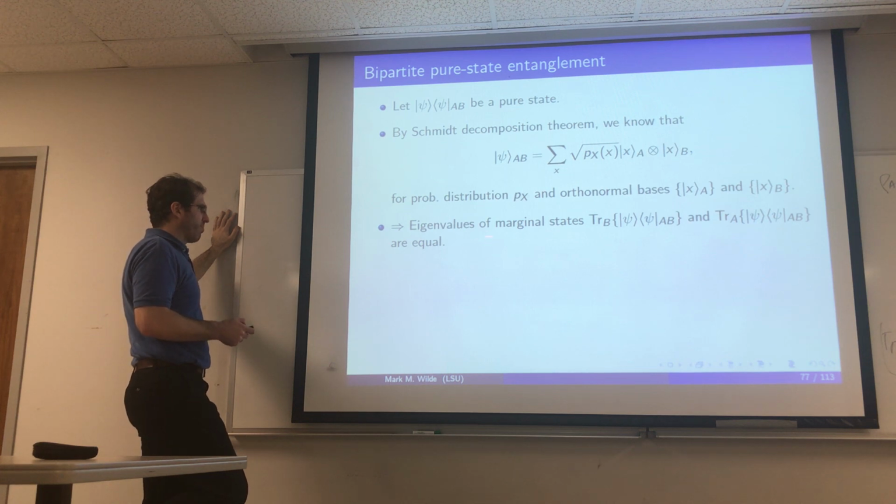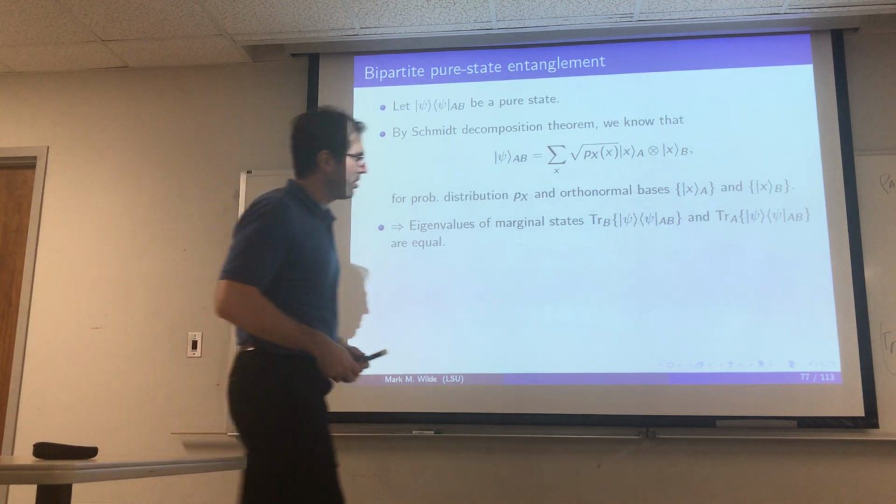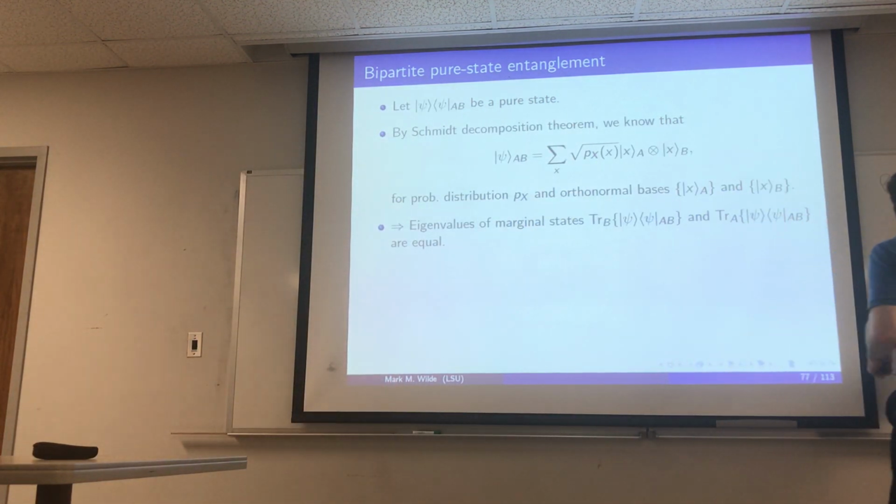So then, for this state, if you trace over B, the density operator, this is a calculation that we didn't do before. If you do the trace of this psi AB over B, the resulting state is this. This X is an orthonormal basis, and so that means that these probabilities are the eigenvalues, right?